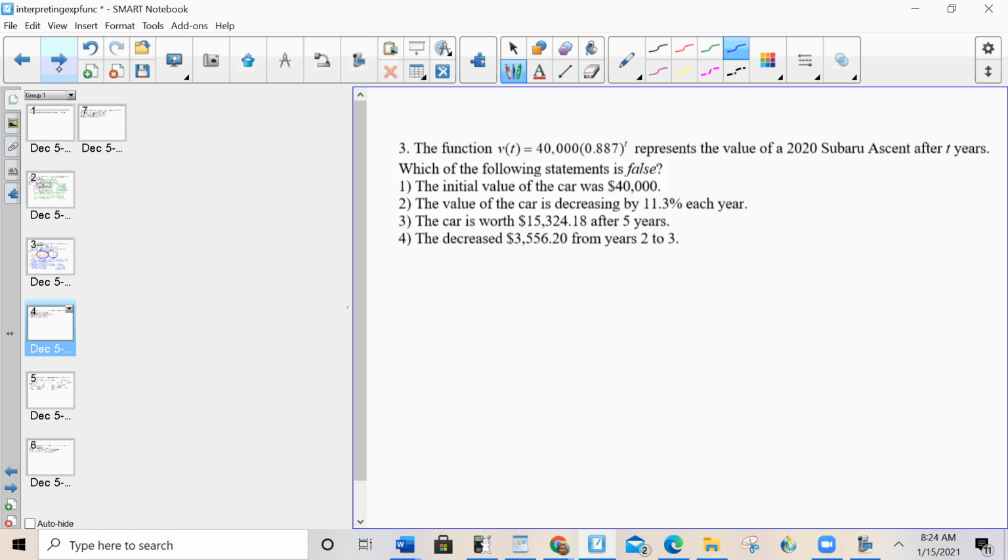I guess I made this problem last year because I just bought a Subaru Ascent last year. I want you to try this one on your own, oh no, let's start it together.